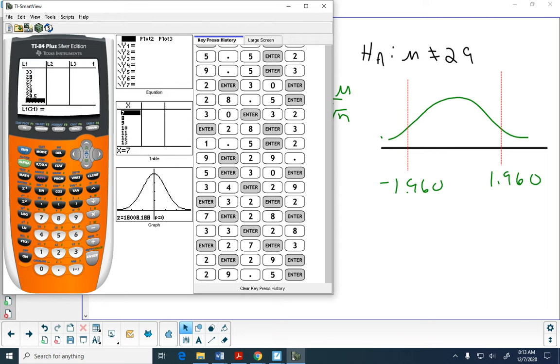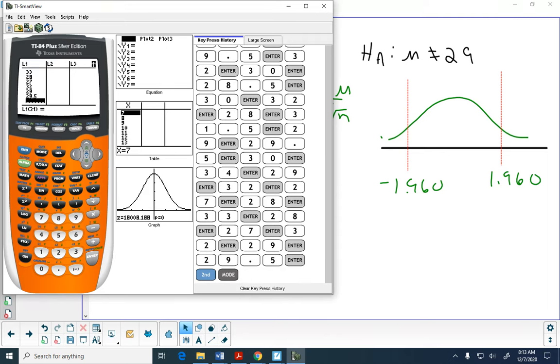So I'm going to quit out of this now. So I come back to my main screen. I'm going to hit stat, hit my stat button again, and calculate. Now what we have here is one variable statistics.